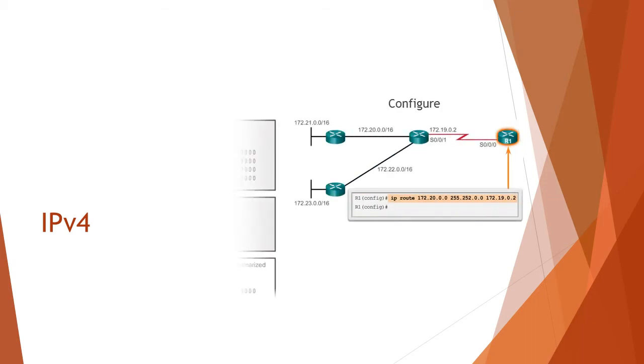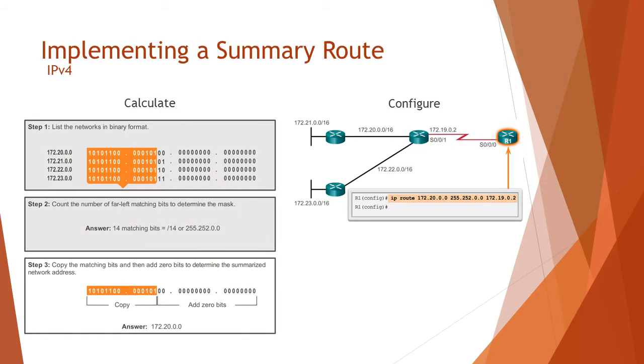IPv4. In this example, we first list the networks in binary format. Then, we count the number of matching bits from left to right in order to identify the summarized subnet mask for the route. In this case, we find 14 matching bits and pass them from a /14 prefix length to a decimal subnet mask. And finally, we copy the matching bits and then add zeros to the rest of the address to determine the summarized network address. In this case, we maintain the 14 matching bits that we found and fill the remaining bits with zeros.